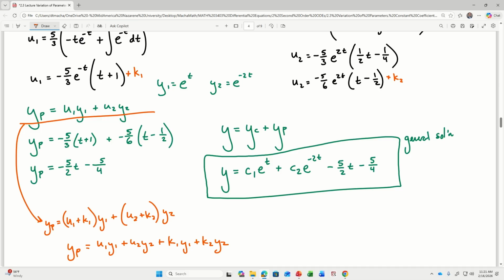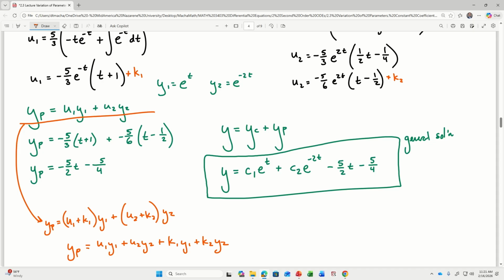Where this is the particular solution, u1 y1 plus u2 y2, from here. And then when I added that little constant in from taking the antiderivatives, well, now I have an arbitrary constant times y1 plus an arbitrary constant times y2. But that's already part of my complementary solution.